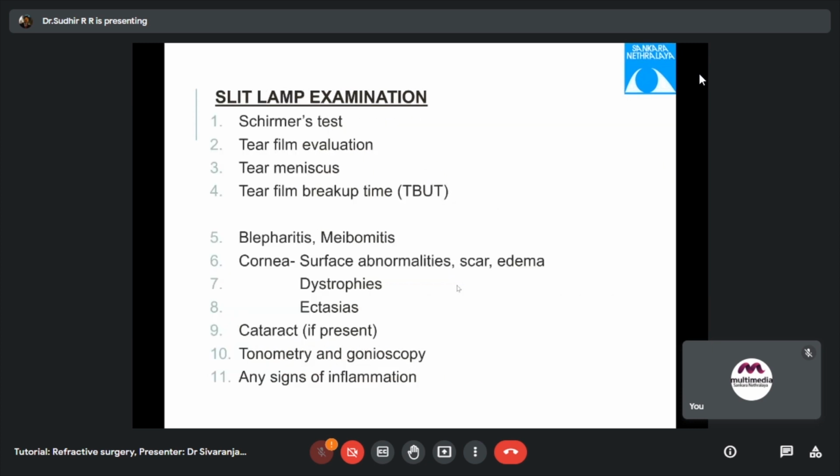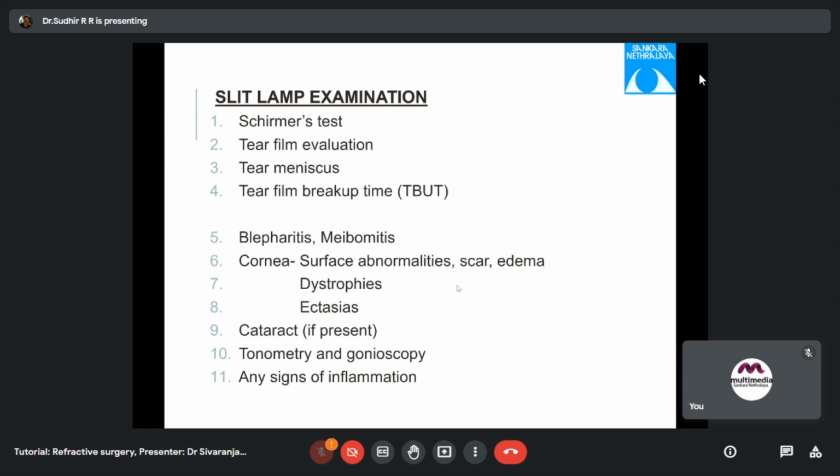Okay, go ahead. Slit lamp examination: here the tear film has to be evaluated first. Schirmer's test, tear meniscus height and tear film breakup time to rule out dry eye. In the slit lamp, we have to rule out signs of inflammation or any source of infection. So we have to look for blepharitis, meibomitis. Corneal surface abnormalities should also be looked for, and cataract, if any early lens changes are there. Tonometry and gonioscopy have to be done, and we have to look for any signs of inflammation.